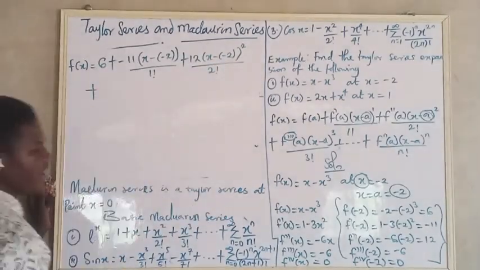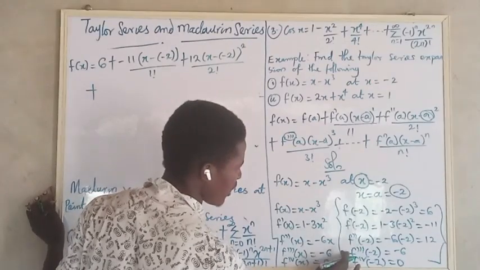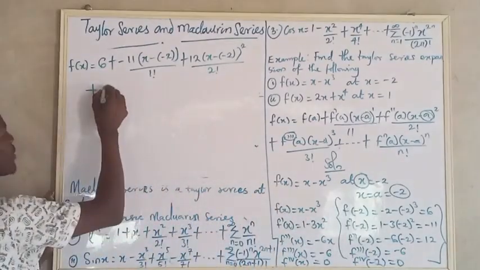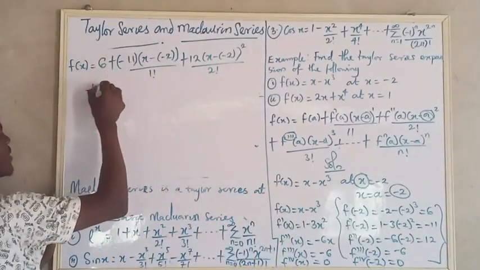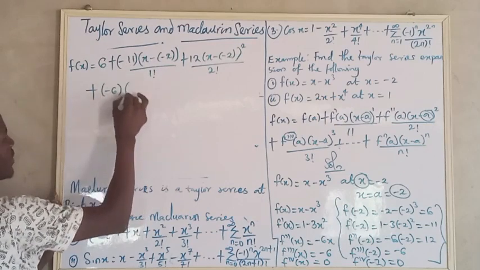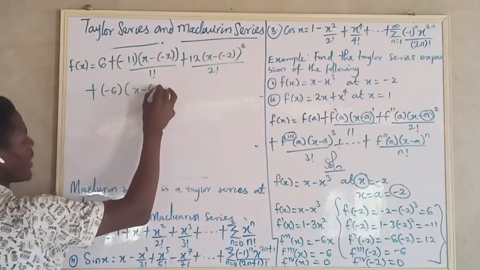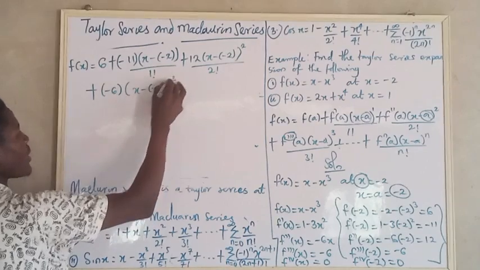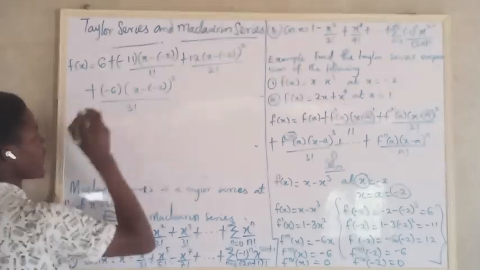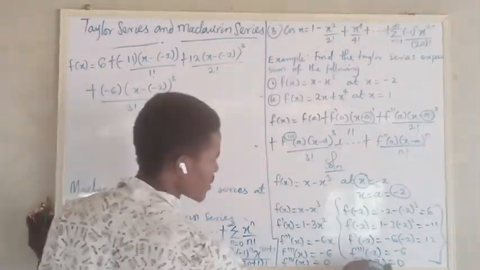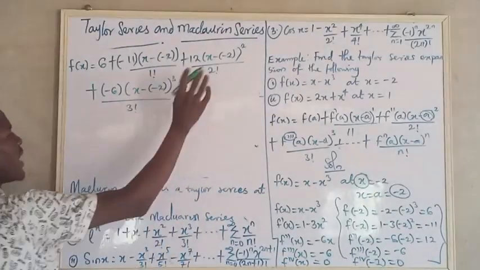Then plus f prime prime prime, which is the third derivative. That's what? Minus 6. Let me put this in bracket. So minus 6. Then x minus minus 2 always, power 3 over what? 3 factorial. Then plus what? There is no other term, so 0. I don't need to write 0.